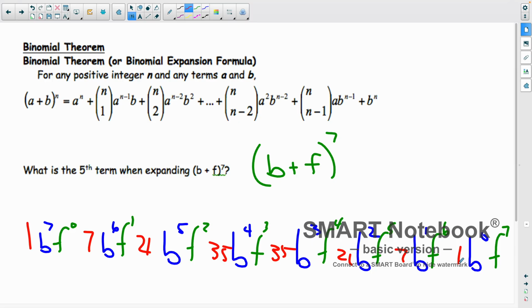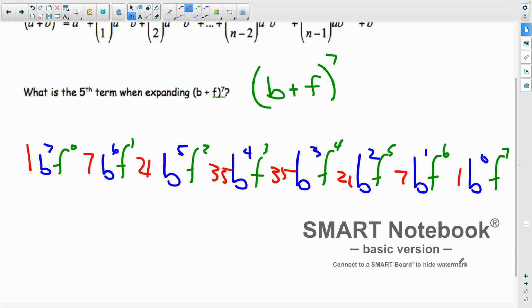All right? Yes, ma'am. Are they ever going to give us one that's impossible to expand? No, they may do different pieces of stuff. I'm going to show you a few other things. All right? But now, this took a little bit of time, but it was a lot faster than actually multiplying B plus F out 7 times. All right? Questions on this one before we go? All right? Now, let me explain this a little bit more.